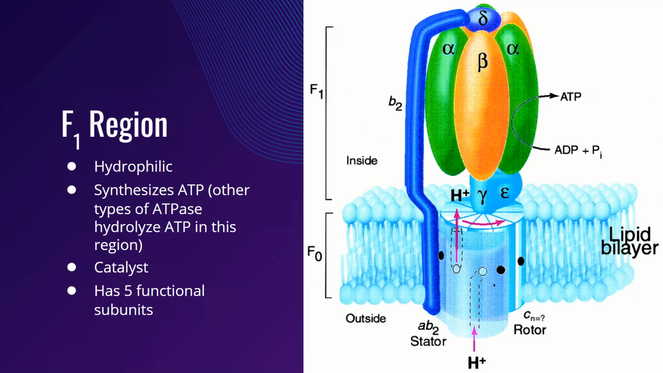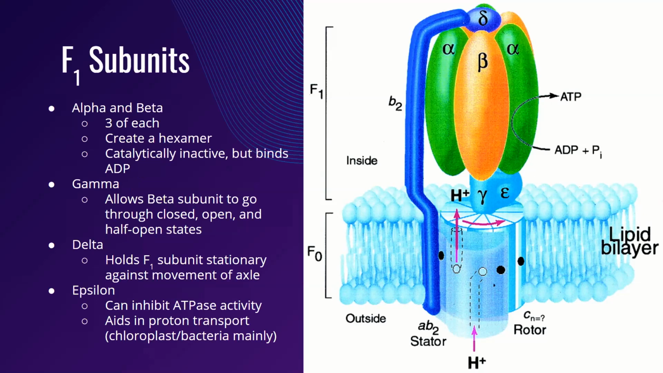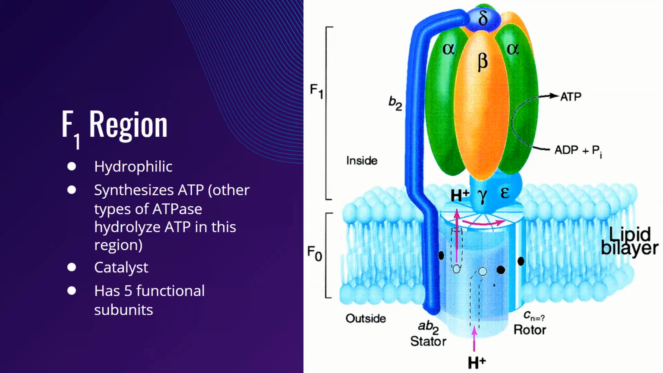And the inside is what we call the F1 region for the ATPase enzyme. This is what we call hydrophilic. If you break down the etymology of this word, hydro means water, philic means like or attracted to. So this F1 region actually attracts water. Why is that important? Because water is involved in the reaction. The function of ATPase is that it synthesizes ATP, and other types of ATPase hydrolyze ATP in this region. Hydrolyze just means to use water in a reaction.